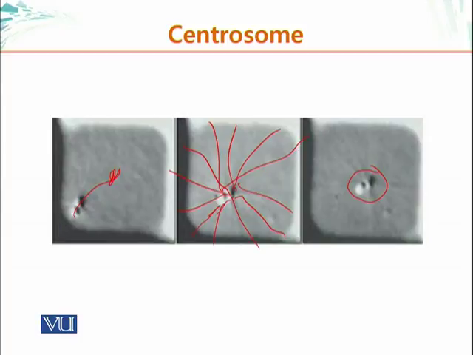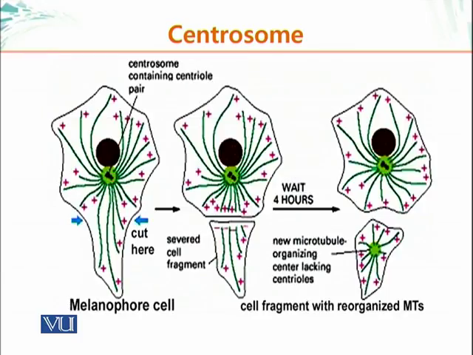Relative to, of course, the centrosome or the microtubule array. I'll show you another experiment. Here we have a specific type of cell called melanophore cell. This cell, if we cut a part of the cell, here the blue arrows indicate the site where the cut was made with a needle. So from one cell, now you have two cells or a cell fragment. One is a complete cell, the other has certain components of the cell, but not all the organelles. Of course, it's lacking the nucleus.